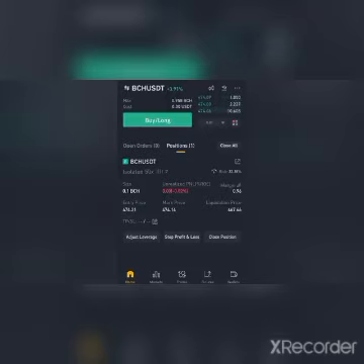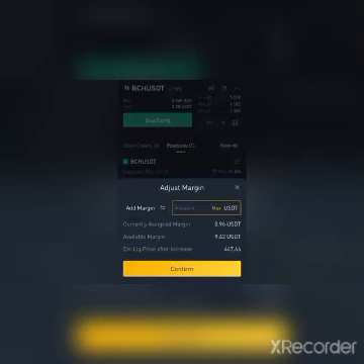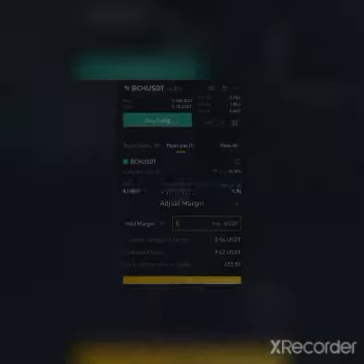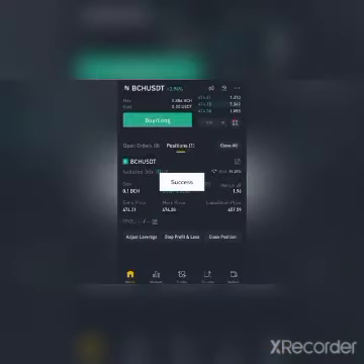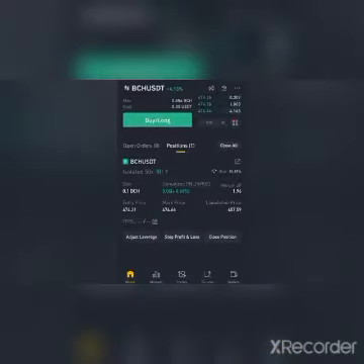When you're using isolated margin, you can also increase your margin. If you click on the margin right there, you can increase your margin with the available balance you have. For example, I want to increase my margin by 1 USDT, confirm. As you can see, my liquidation price has dropped. Now let's close this position.